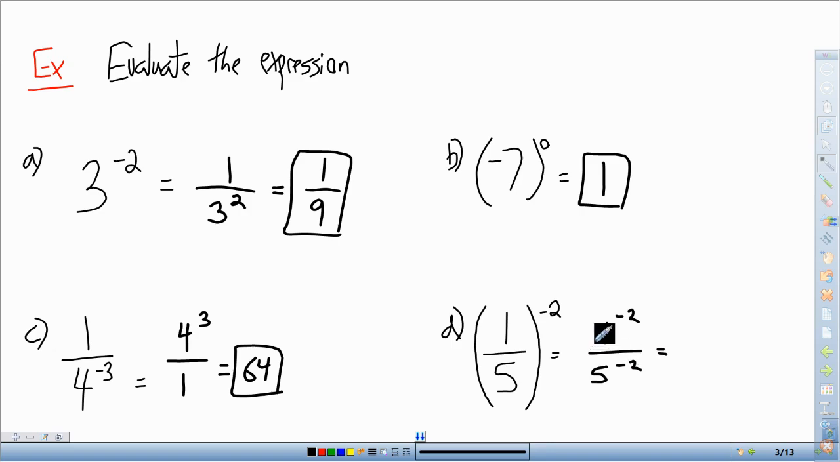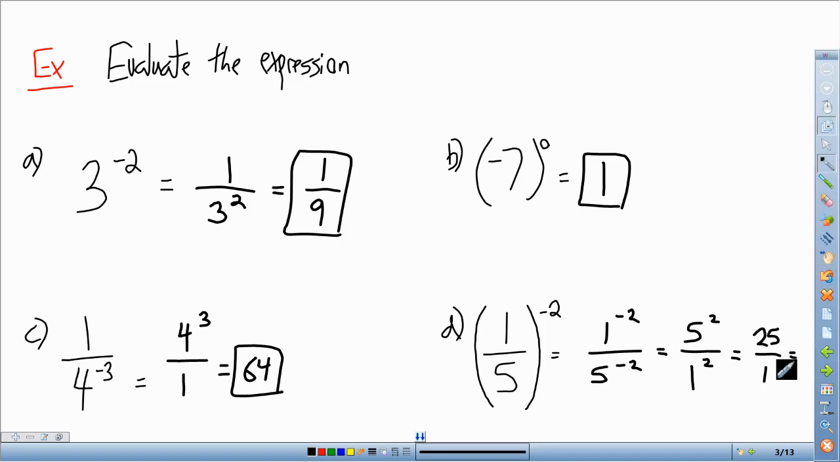This 1 to the power of negative 2 is going to go to the bottom. Now it's a positive 2. This 5 to the power of negative 2 is going to go to the top. Now it's a positive 2. Last thing, we can square these numbers. These are the type I want you to do. So 5 squared is 25, and 1 squared is 1. We could leave our answer like that. I would probably go one more step and just write it as 25.